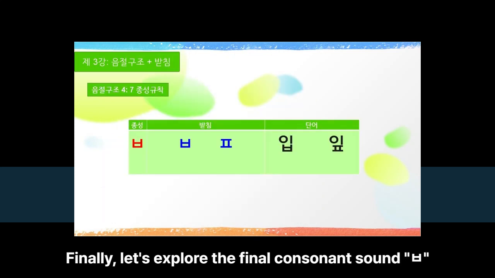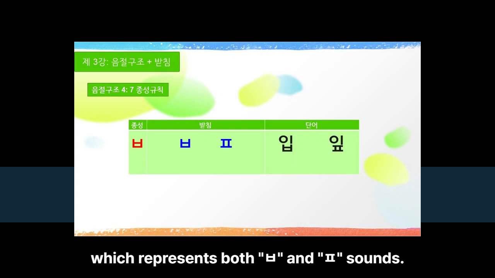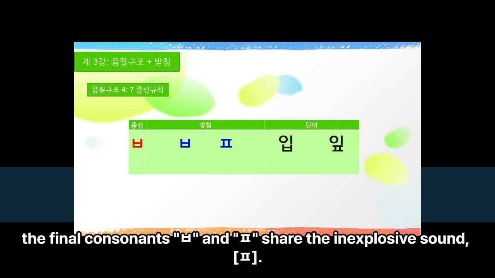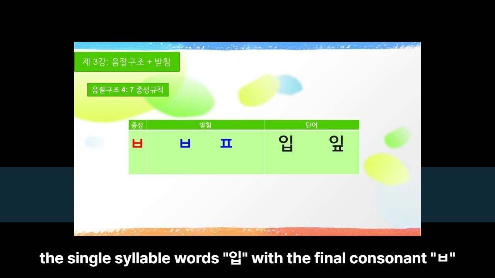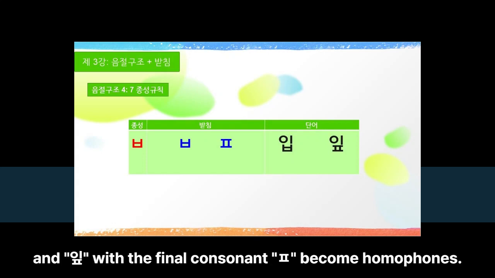Finally, let's explore the final consonant sound, biup, which represents both biup and piup sounds. The final consonants, biup and piup, share the inexplosive sound, pu. Consequently, the single-syllable words eep with the final consonant, biup, and eep with the final consonant, piup, become homophones.